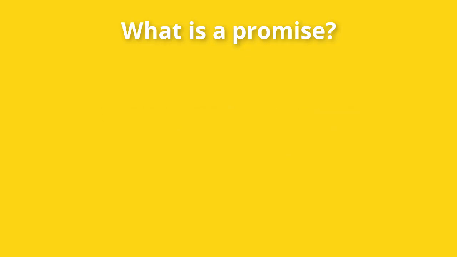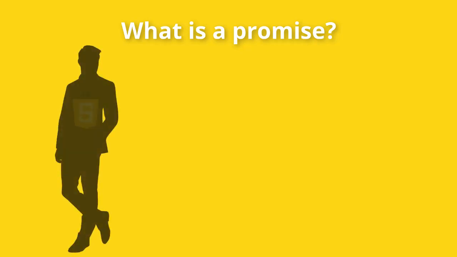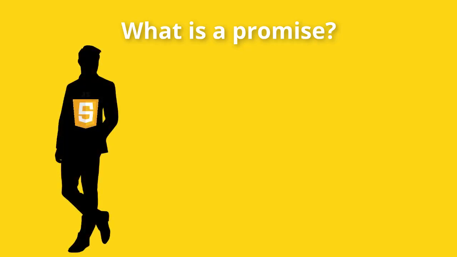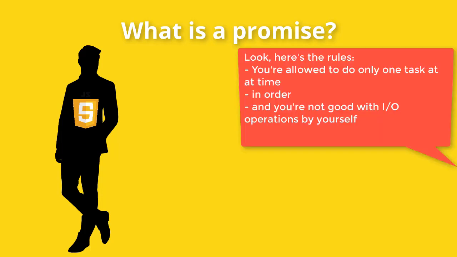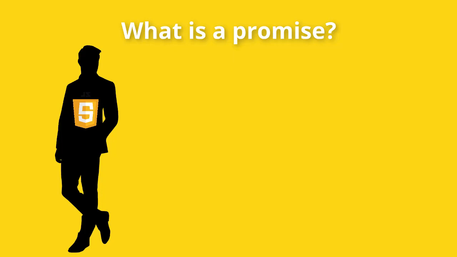So to have a good understanding of what the promises concept is all about, I'd want you to play by the rules of the JavaScript engine for a while in the following scenario. But first remember, rules are: you're allowed to perform only one task at a time and in order, and you can't do any input-output operation by yourself. Now the scenario is as follows.